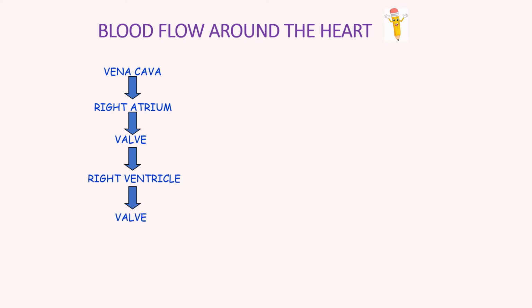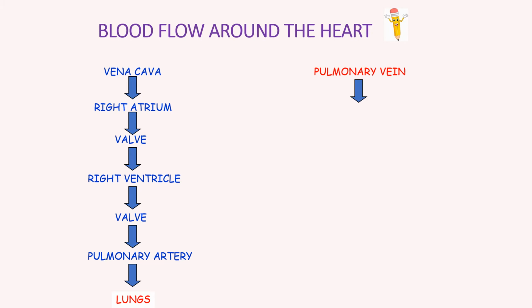So from the vena cava, the blood should go into the right atrium, and then from the right atrium, the blood should go into the valve. Then it should go through the valve into the right ventricle, and then through the valve and into the pulmonary artery, where the blood will be taken to the lungs to be oxygenated. So all of the other times the blood has been deoxygenated, so after it goes through the lungs, it will get oxygenated, and then it will go through the pulmonary vein.